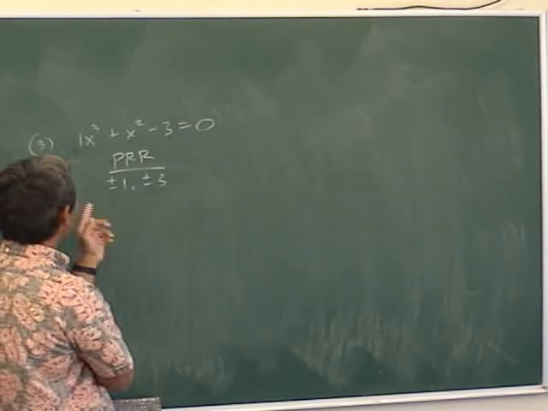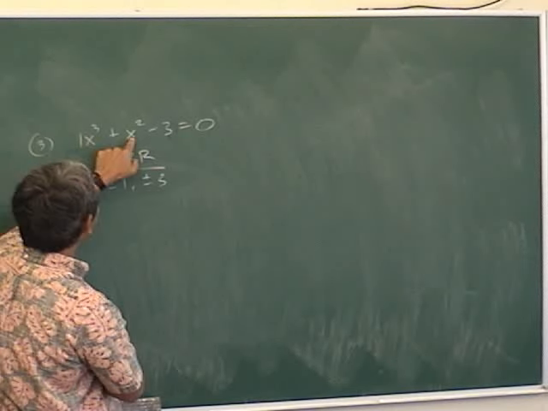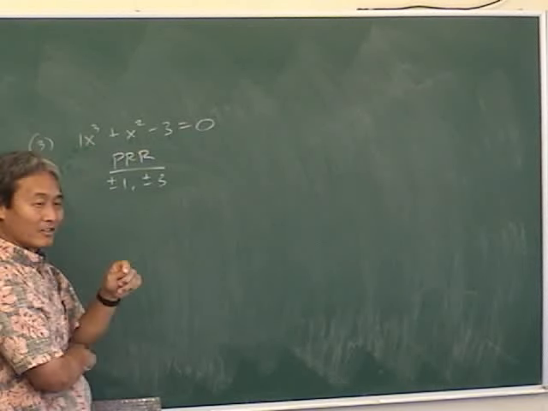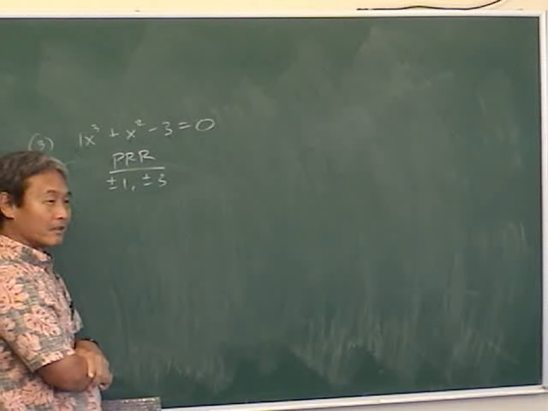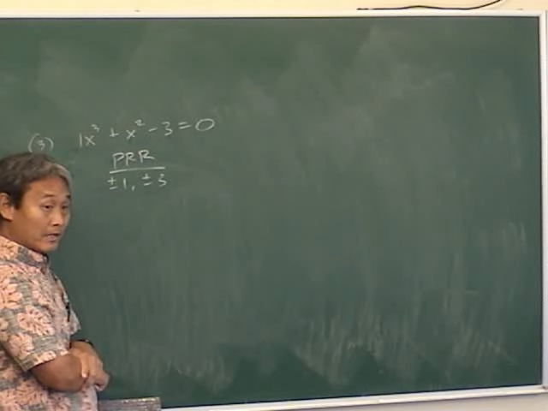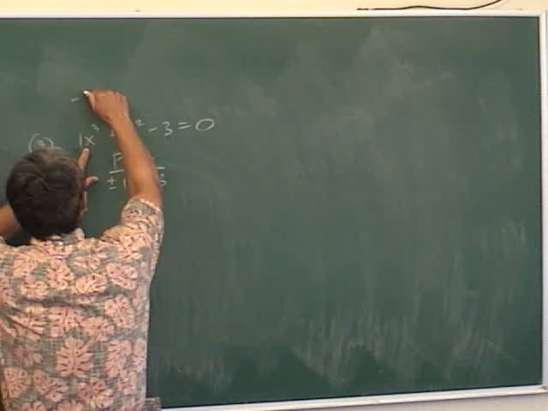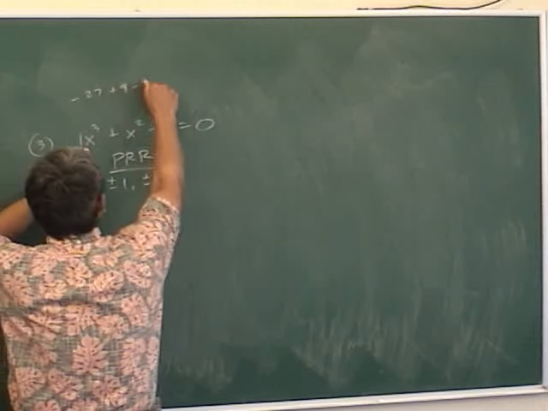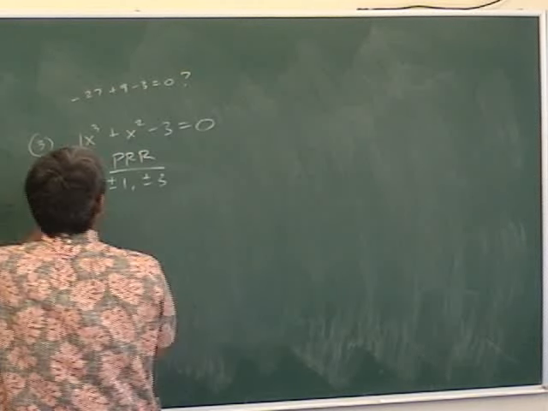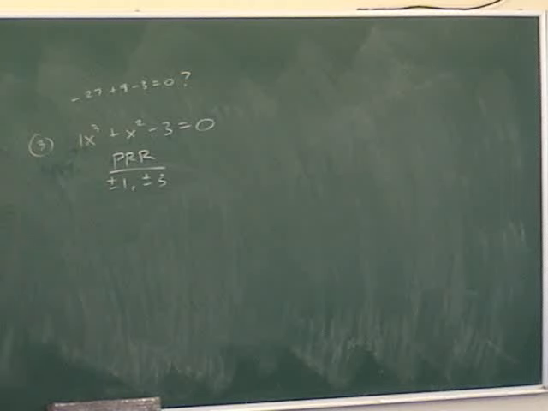Okay, thank you. What about 3? 27 plus 9 minus 3. Is that 0? No. What about negative 3? No. Yes? Who said yes? Okay, well, let's try. Negative 27 plus 9 minus 3. Is that 0? That's the question. No. I can't believe somebody said yes.